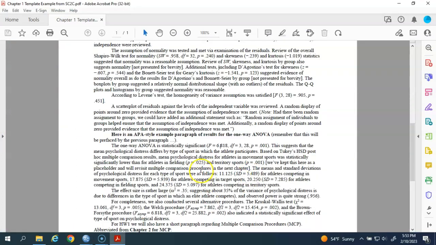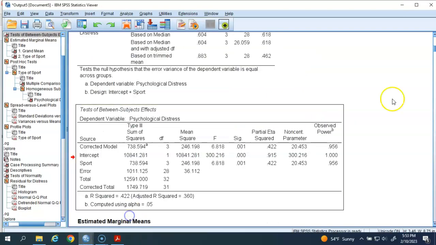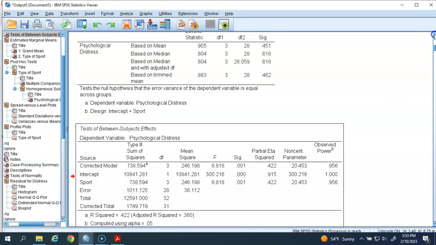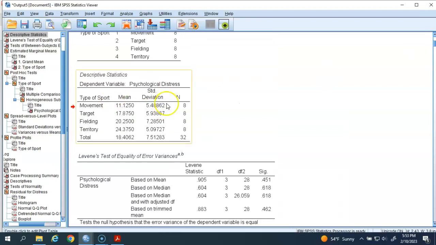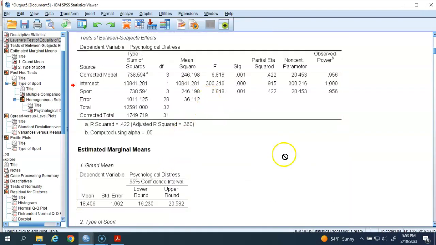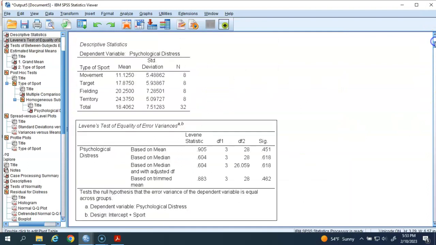The Tukey's test, we see that we reported which of those were significant and at what level. And some of the means and standard deviations were reported. I mean, those are just literally the means and standard deviations from our descriptive statistics. Levene's test that was reported is from here as well.